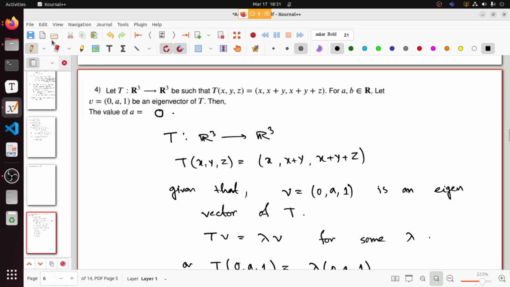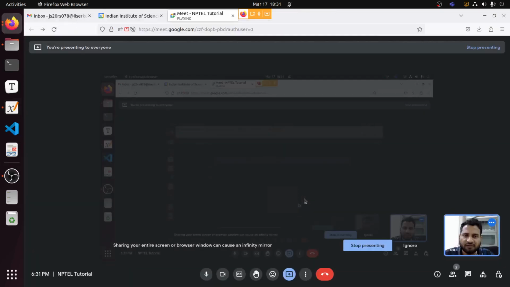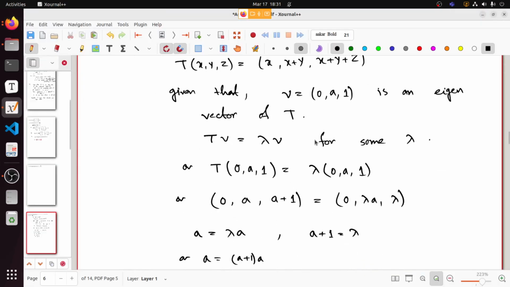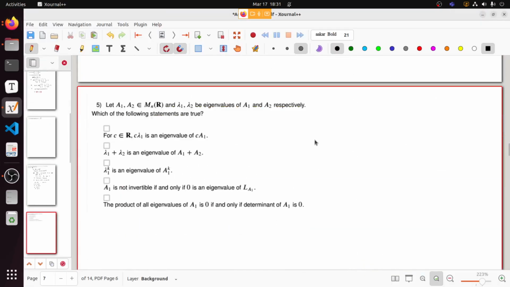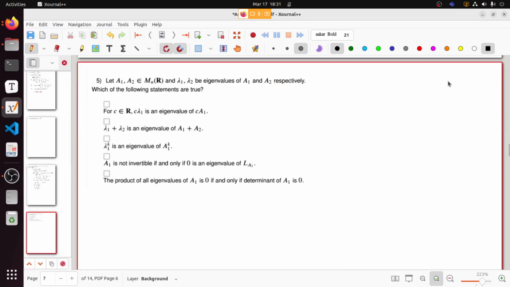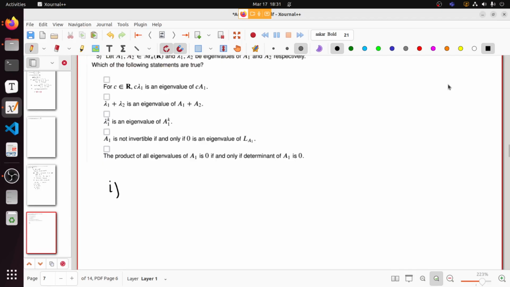Let's move to question number 5. In question number 5 it's saying A1 and A2, n cross n matrices, are given with eigenvalues lambda 1 and lambda 2, right? Then we have to check which of the following statements are true. So let's check the options. First option: for c belonging to R, c lambda 1 is an eigenvalue of cA1, right?